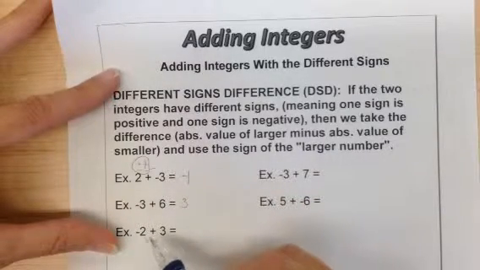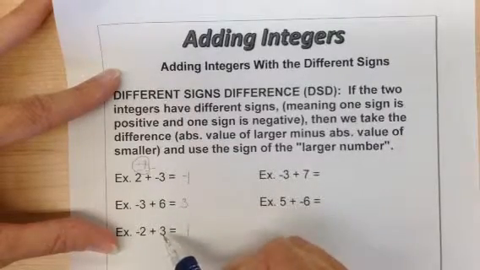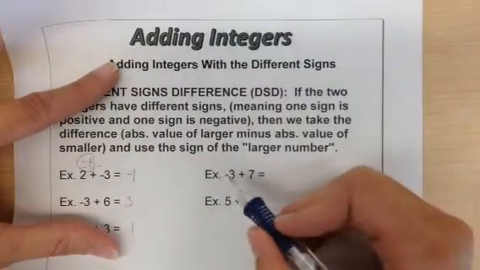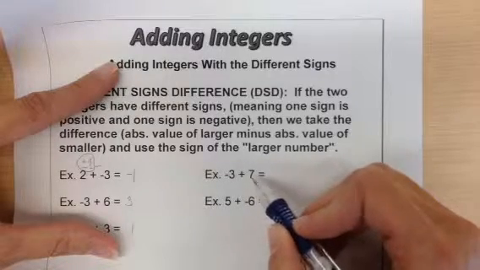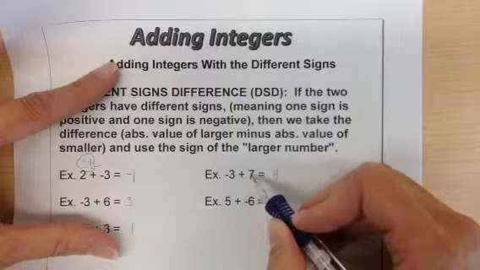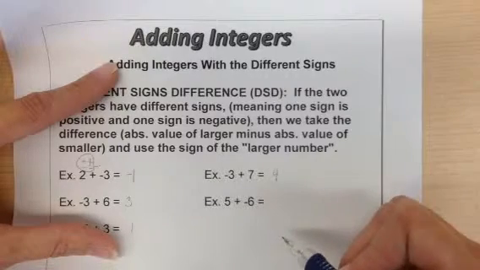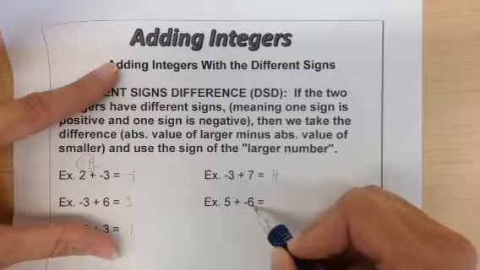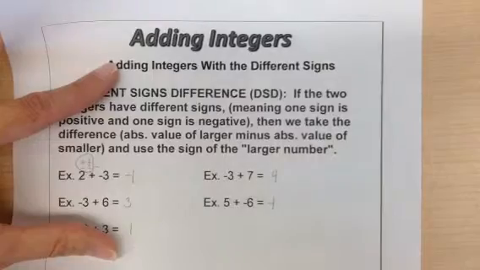Negative, positive, so this is different signs difference. 3 minus 2 is 1. And the bigger number is 3, which is positive, so my 1 stays positive. -3 plus a positive 7, another example of different signs difference. 7 minus 3 is 4, and the 7 is positive, that's bigger than the 3, so there's more positives, so my answer is a positive 4. 5 plus a -6, different signs difference, so I'm going to take 6 minus 5, which is 1, and I have more negatives, so it's going to be a -1.